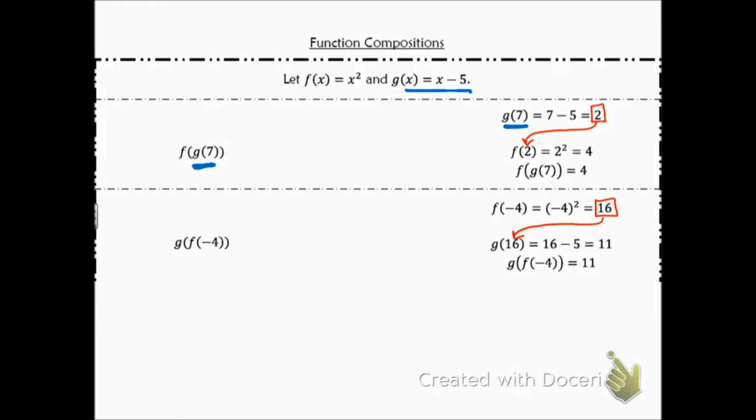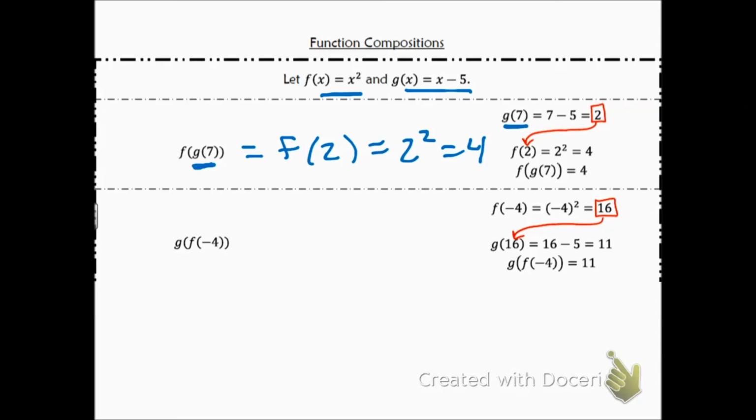So g of 7, I'm really just replacing this now. Since I know g of 7 is 2, I'm really just looking for what f of 2 is. And then if I find f of 2, I just plug 2 into this function, which should just be 2 squared, and I get 4. So you can think of it more in terms of evaluating a function first and then taking that value and evaluating a different function at that point.